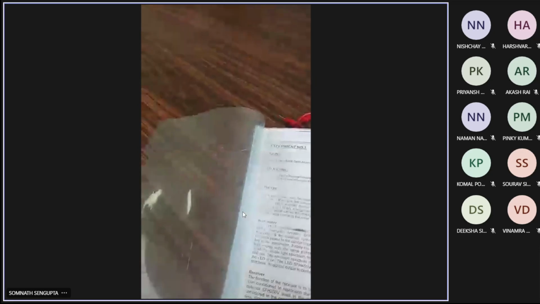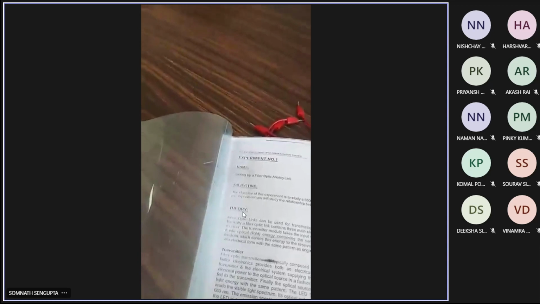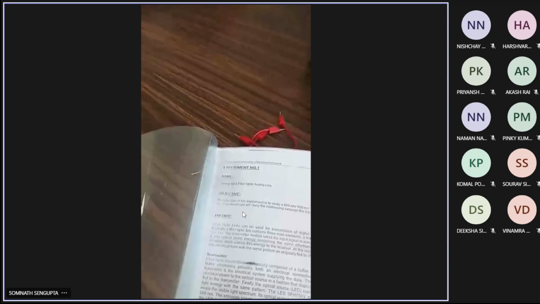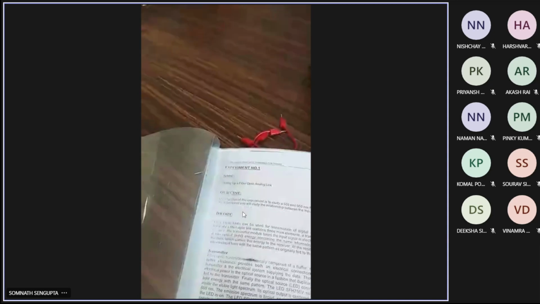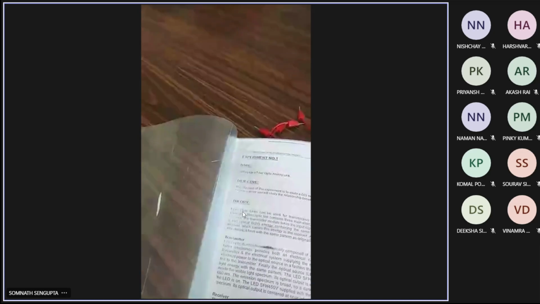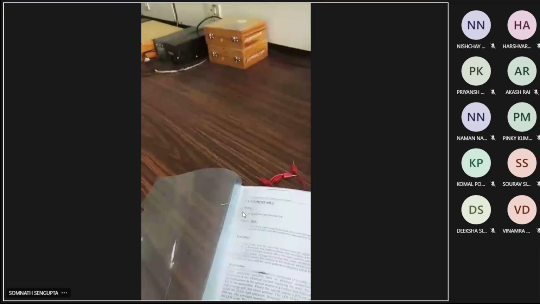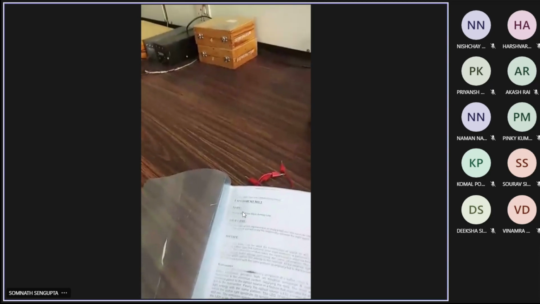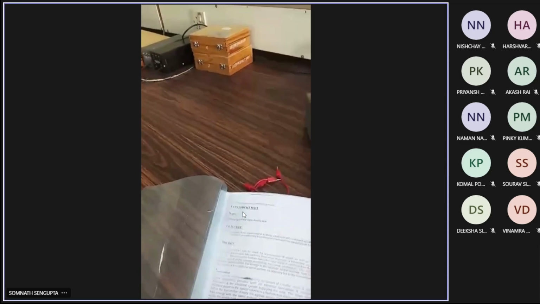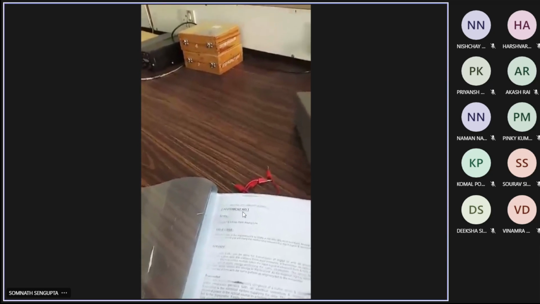So what is the objective of this experiment? Is to study a 660 nanometer or 950 nanometer fiber optic analog link. In this experiment, you will study the relationship between the input signal and received signal. So here two wavelengths are mentioned, 660, another is 950 nanometers.